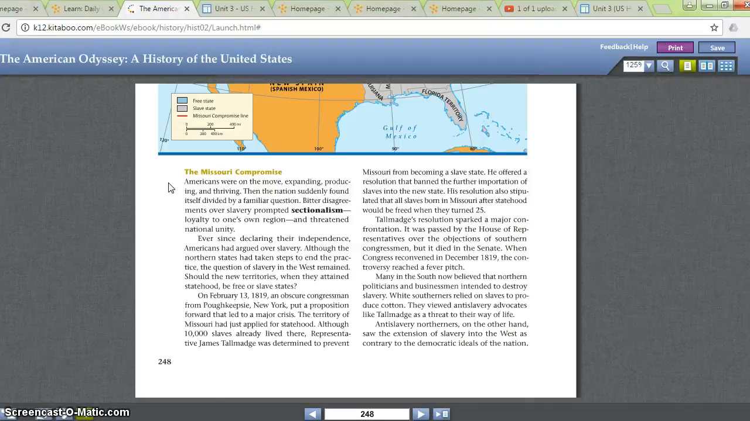Ever since declaring their independence, Americans had argued over slavery. Although the northern states had taken steps to end the practice, the question of slavery in the West remained. Should the new territories, when they attained statehood, be free or slave states?